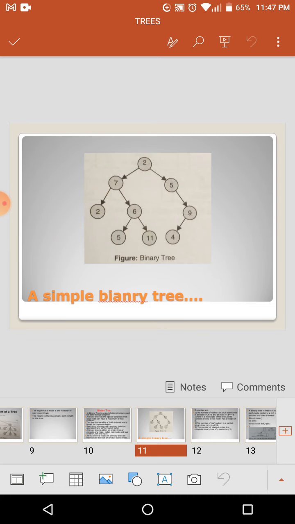So these are the basics of the nonlinear data structure, trees.